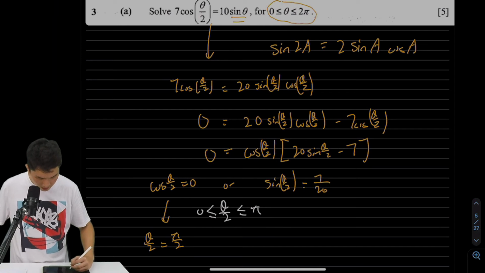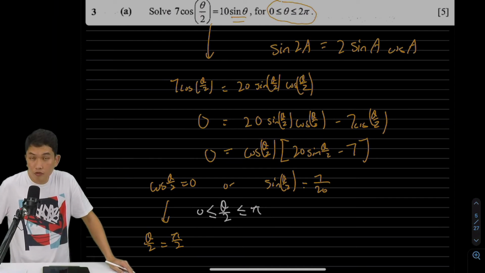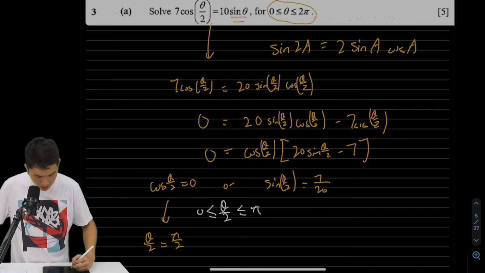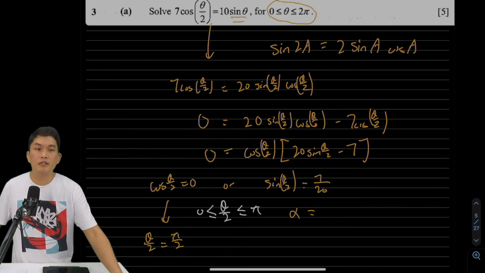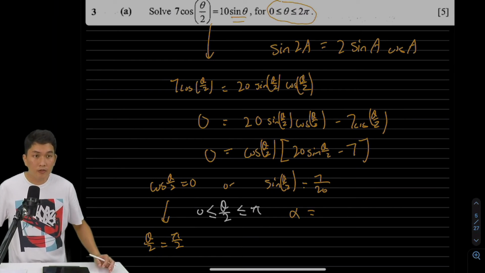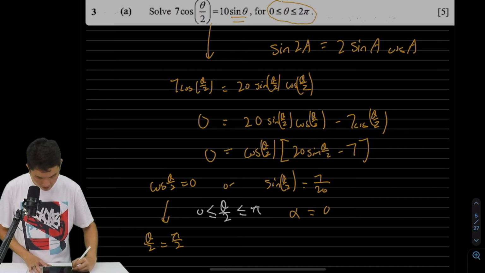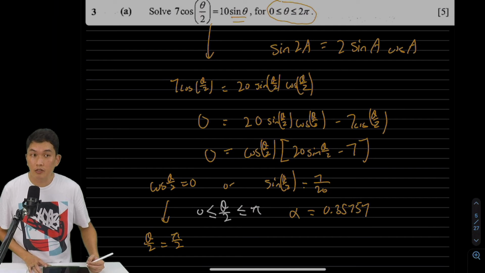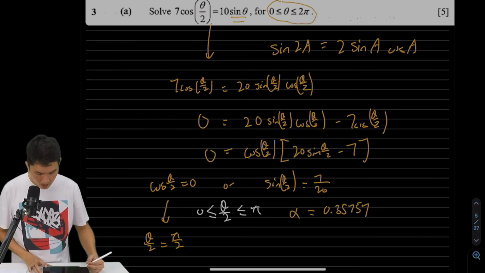Now, next, for this side, I'm going to get 2 answers because I have first quadrant and second quadrant. So instead of saying theta over 2, I'm going to use alpha to represent, right? Maybe sine inverse 7 over 20. And that will actually give you 0.35757. Right, so this is worked out with a calculator, of course. Sine inverse 7 over 20.